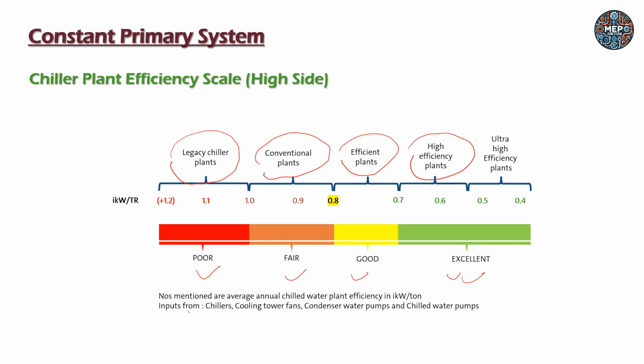And the ultra high efficient plant, when you go with a very advanced chiller like magnetic bearing chiller and all, then you will also be able to get this range of IKW per TR, which is 0.4 to 0.5, which is a very high efficient plant. For constant primary system, this is the reason where it falls. So it gives around 1 to 1.2 IKW per TR, which is on the higher side, and that's the reason the efficiency of these plants are very low.